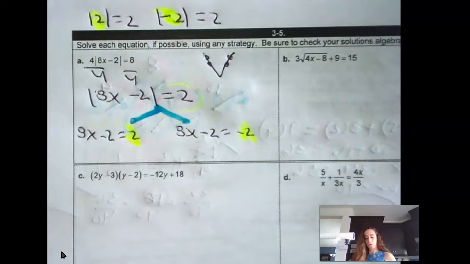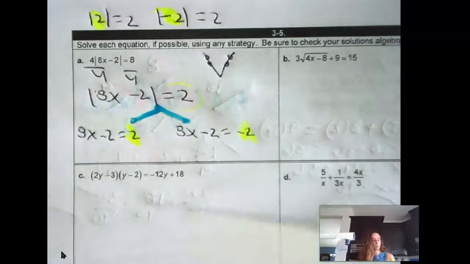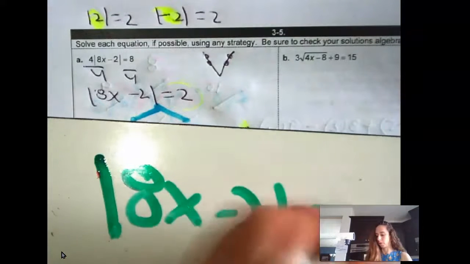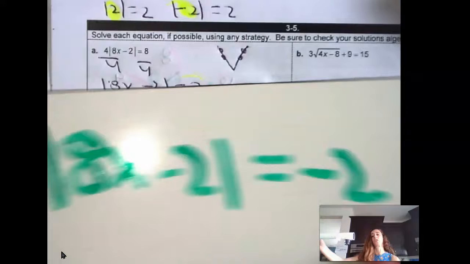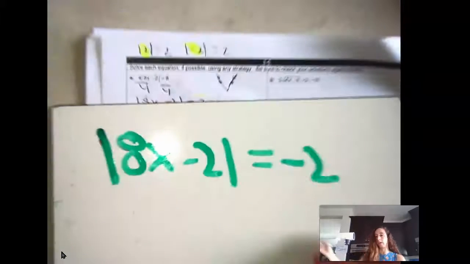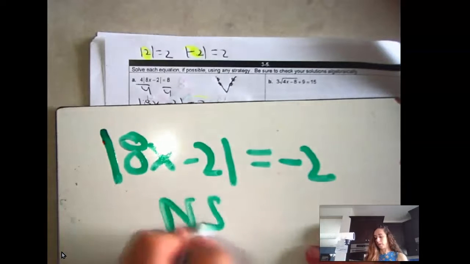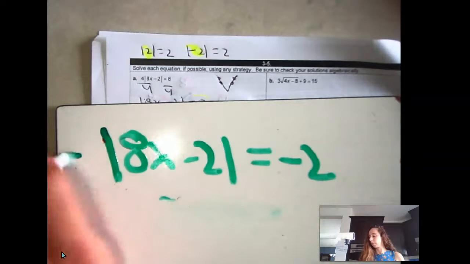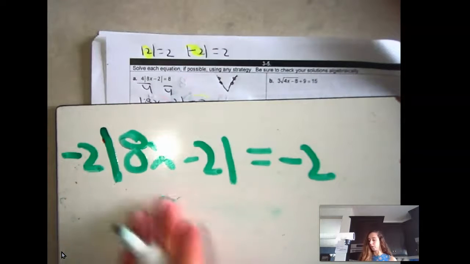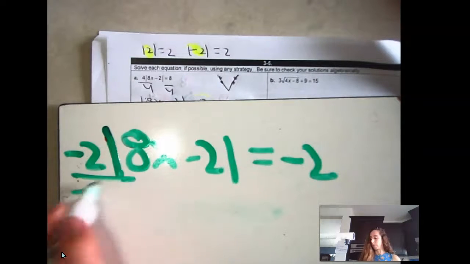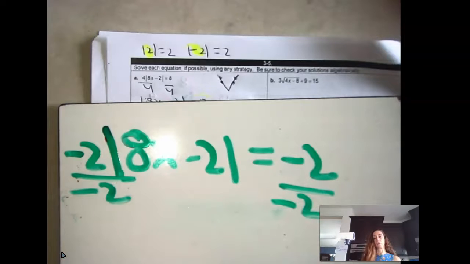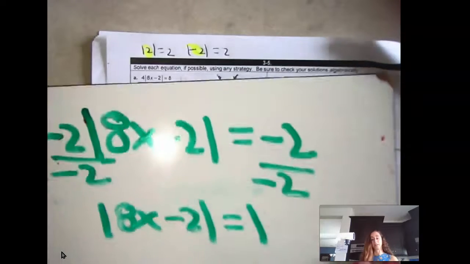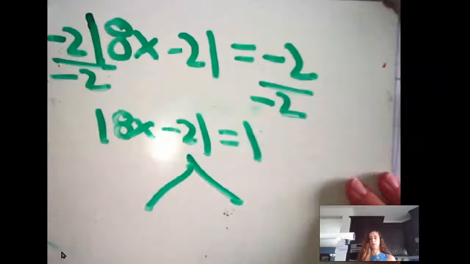Okay. So some of you go, well, when is it no solution? If you ended up with absolute value of 8x minus 2 equals negative 2, you can never take the absolute value of anything and make it negative. So that would be no solution. However, if you had this, and you're like, no solution. No, because you have a number on the outside. When you get rid of that, it's positive. Now you split it. Keep that in mind.